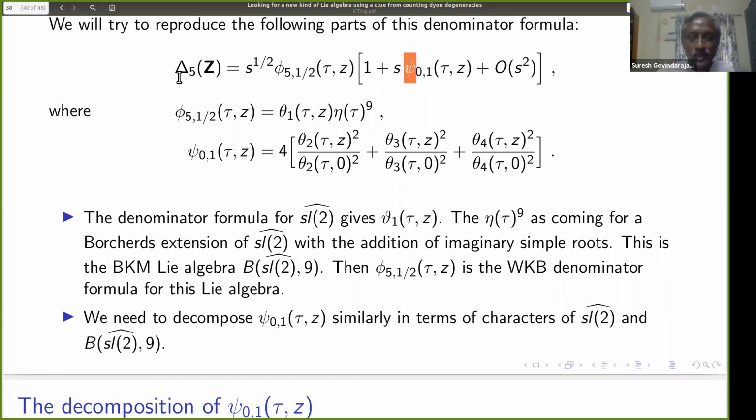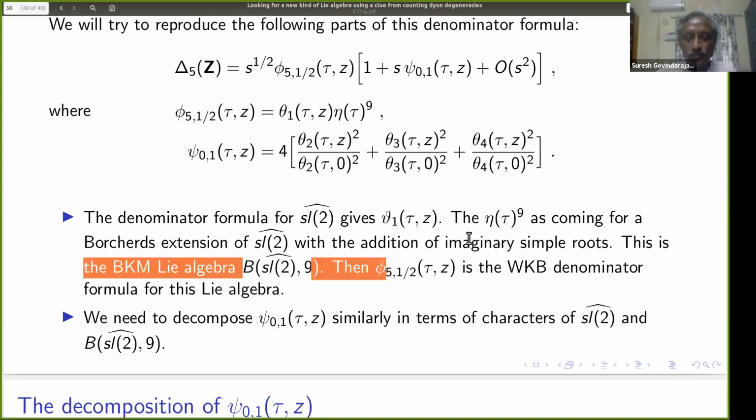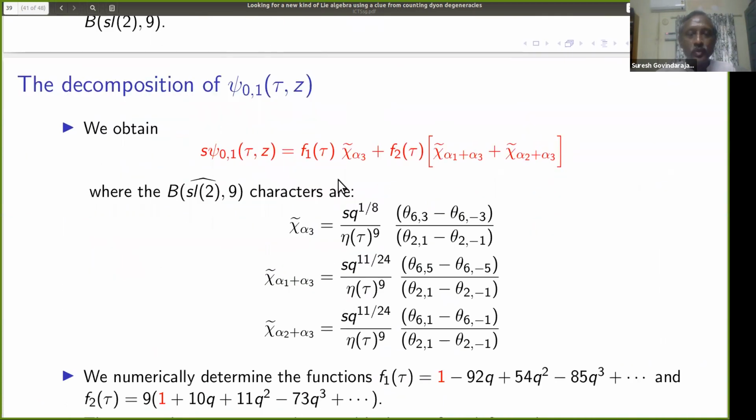So we want to study delta phi divided by this, but after pulling out the denominator formula. So this we should understand as some bunch of representations of the Lie algebra B. So that's what we do. Let's just call it chi tilde alpha 3. So you just go ahead and you can work out what these characters are by using the standard formula. You get something like this. So S times that thing would be F1 of tau and F2 of tau. And so in terms of 3 characters.